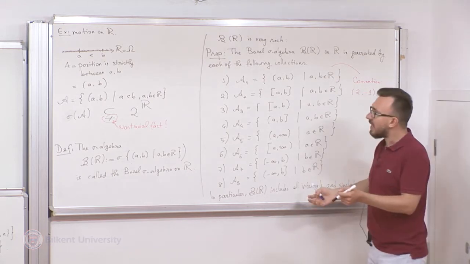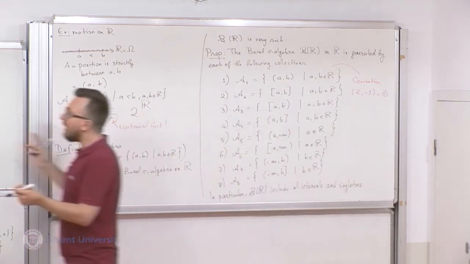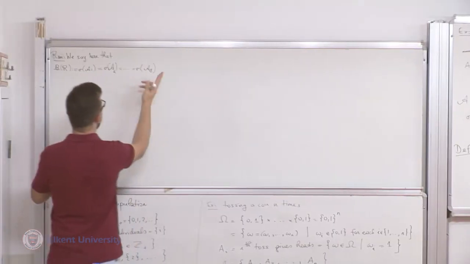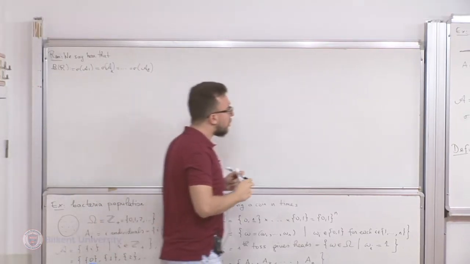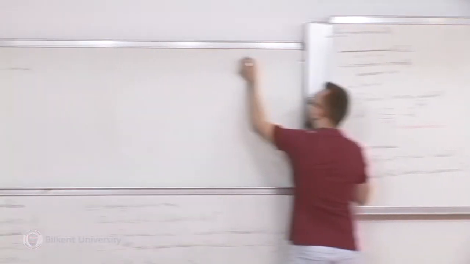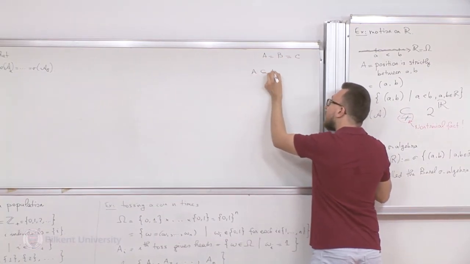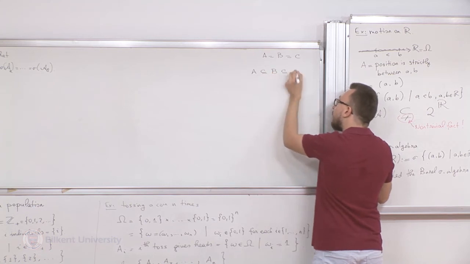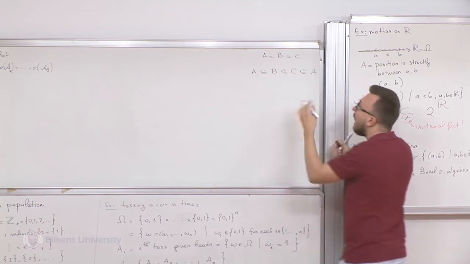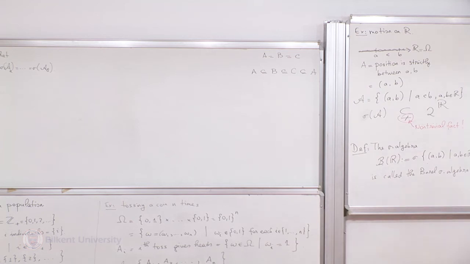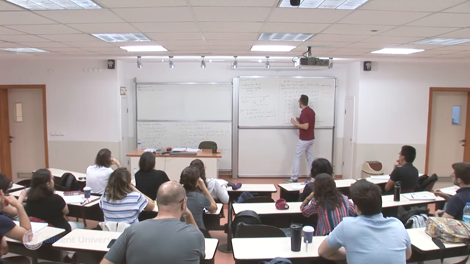What we can do instead is to create a chain of inclusions. So if I want to prove A equals B equals C, what I can do is to prove A is a subset of B is a subset of C is a subset of A, and then I would be done. So this is what we're going to do now. So let's try to find out a chain here. Let me start from 1.